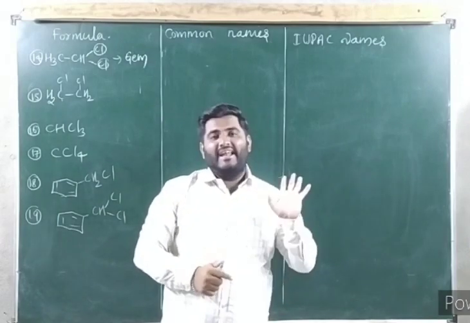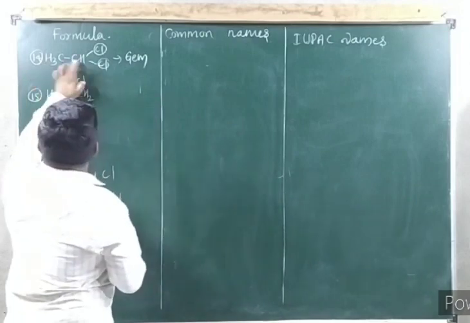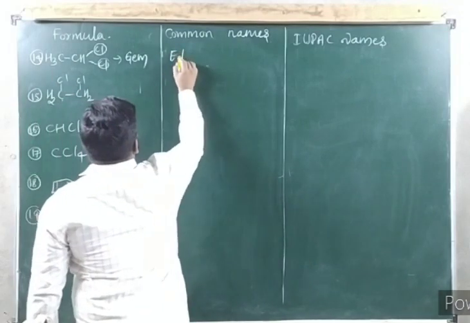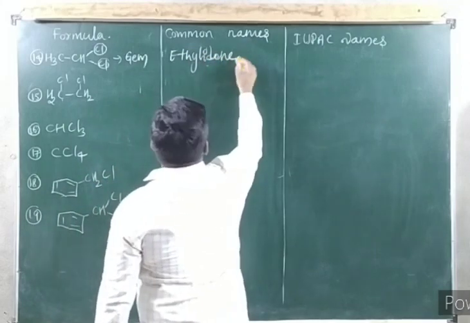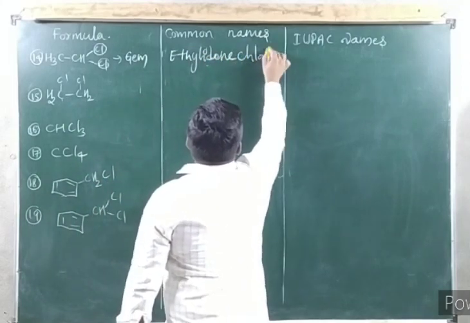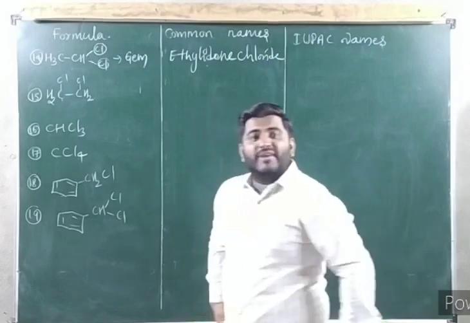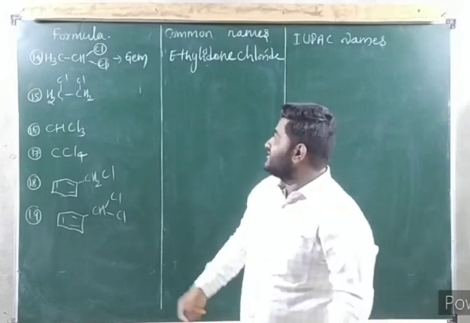So alkylidene means how many carbons? 2 carbons. So the name is ethylidene chloride. We have already studied the common system of dihalogen compounds. Correct or not? Yes, I have given you everything in detail.